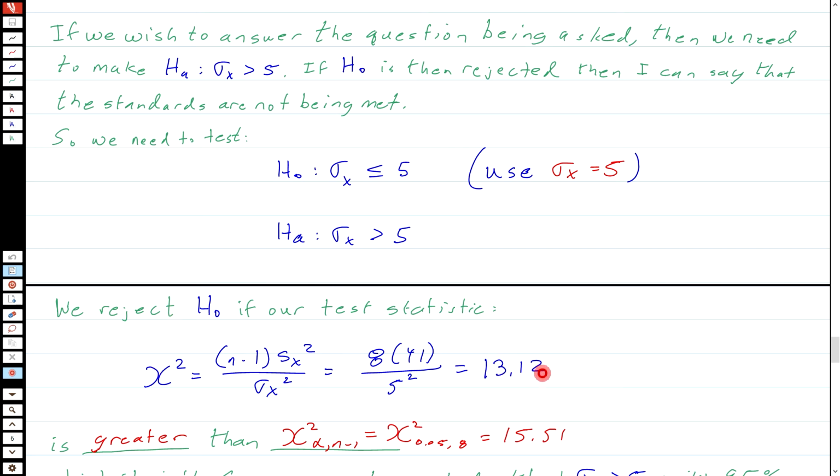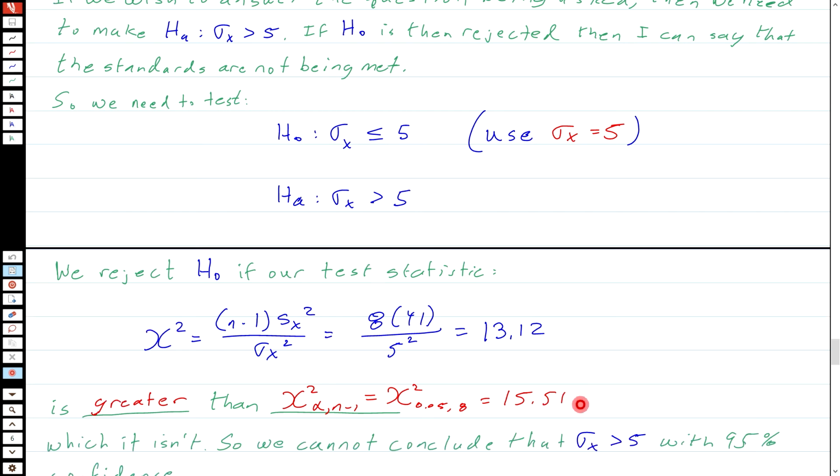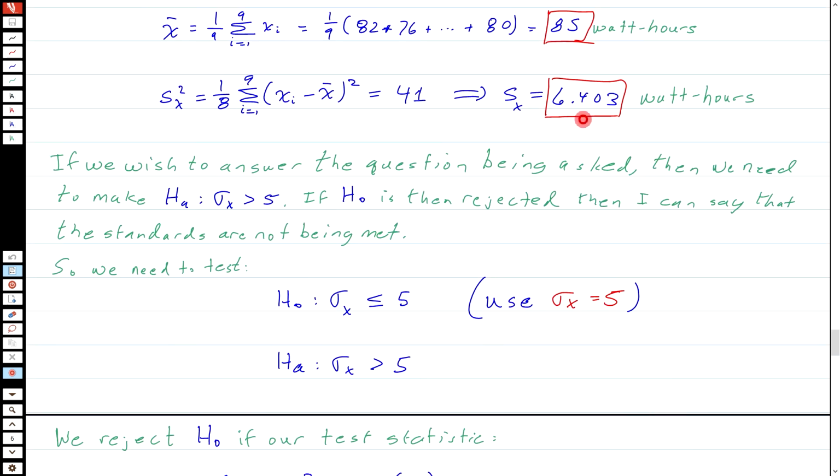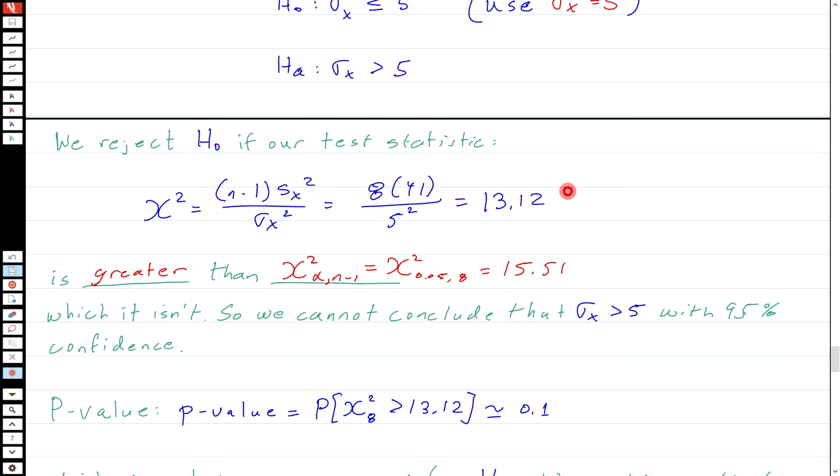chi squared equals 13.12 is, and now I look at HA, greater than, and our critical region comes from the chi squared distribution. This is a one-sided test, so the subscript is alpha. Number of degrees of freedom is n-1, so chi squared 0.05 of 8. Look in the chi squared table and we'll see that's 15.51. 13.12 is not greater than 15.51. So we cannot conclude that sigma x is greater than 5 with 95% confidence. This 6.403 is greater than 5, but it's not significantly greater than 5 with 95% confidence.